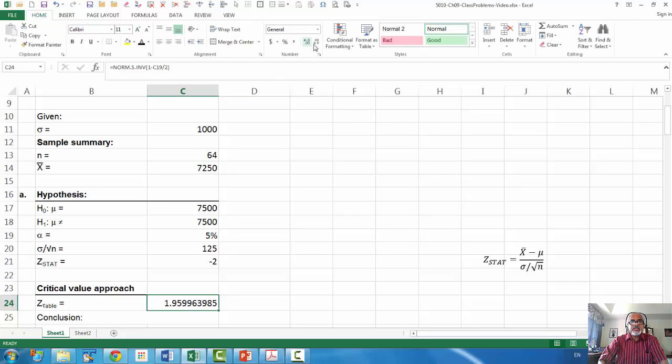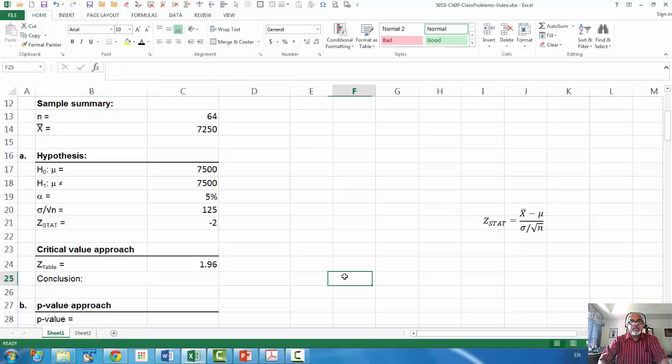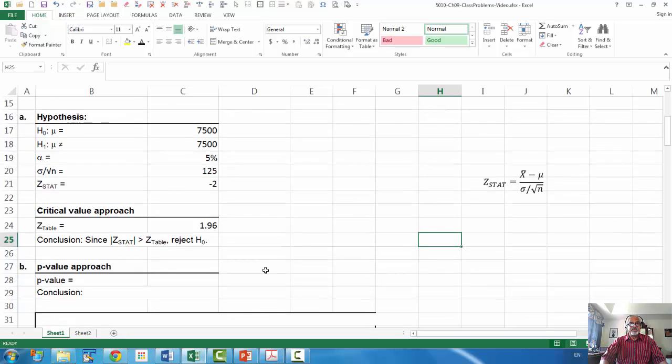Now, in a two-tailed test, you have both the positive side and the negative side. So your conclusion here is, since the absolute value of z is greater than z table, we reject the null hypothesis. In a two-tailed test, you have to take the absolute value. In a one-tailed test, it will be as is. But in a two-tailed test, you take the absolute value of z stat, and that is greater than z table, and therefore we reject the null hypothesis. So that's the conclusion.